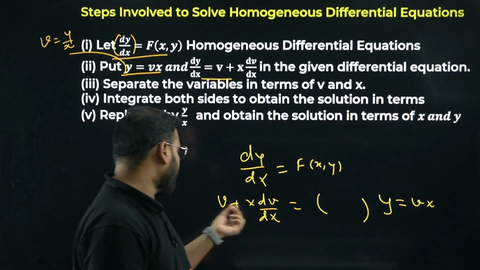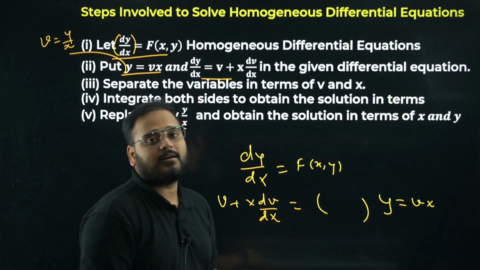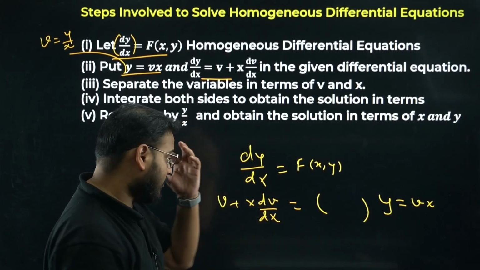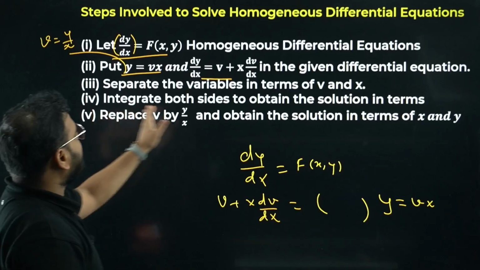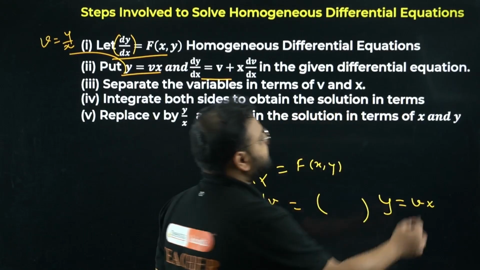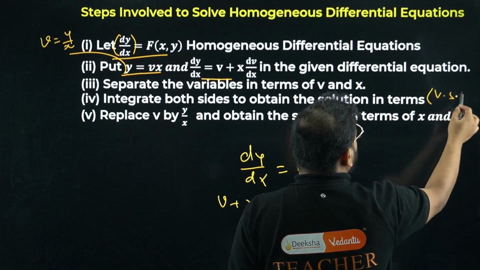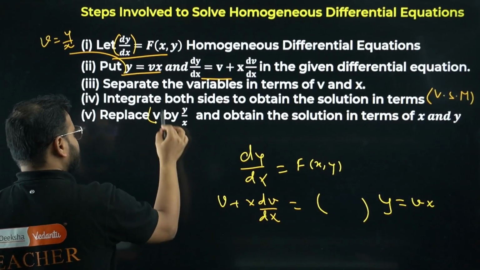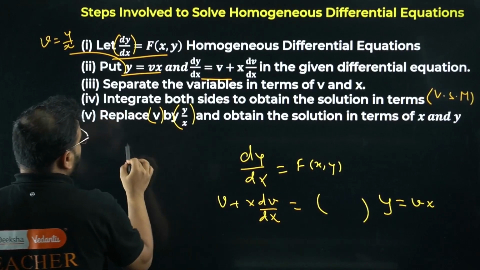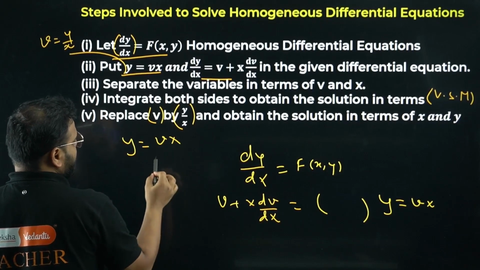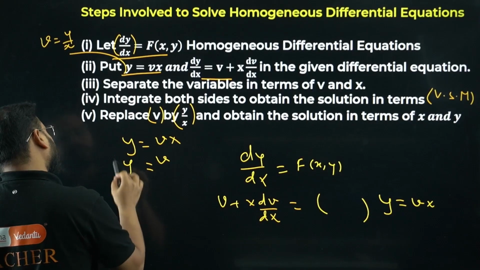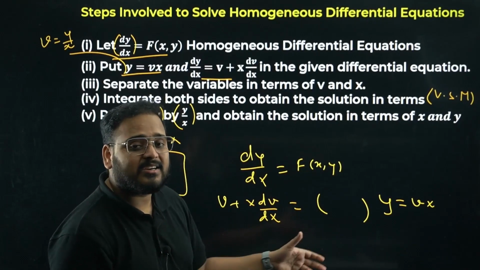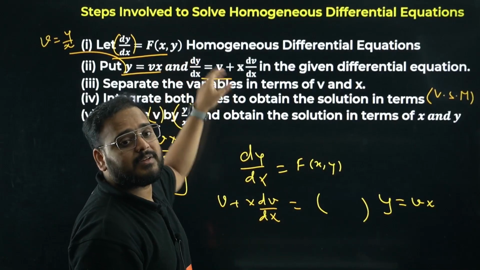We have only two variables left now, v and x. Now you're going to apply the variable separable method to get the solution of your differential equation. Integrate both sides to obtain this. This is called the variable separable method. And the last step: replace v in terms of y by x, since y equals vx means v equals y by x. So everywhere replace v by y by x to get the answer in terms of the original variables x and y. Is it clear?